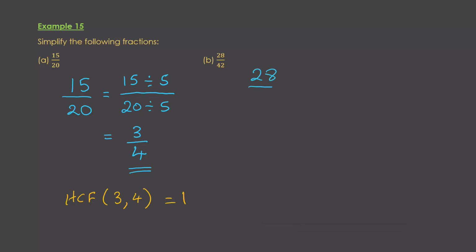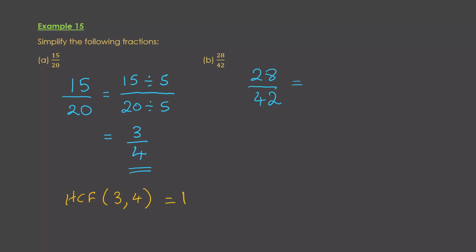Now I have 28 over 42. Now I can see that both divide by 7, but I'm not going to do it that way. You might not always spot a large factor like 7. In fact, the best thing we could divide top and bottom by here is 14.